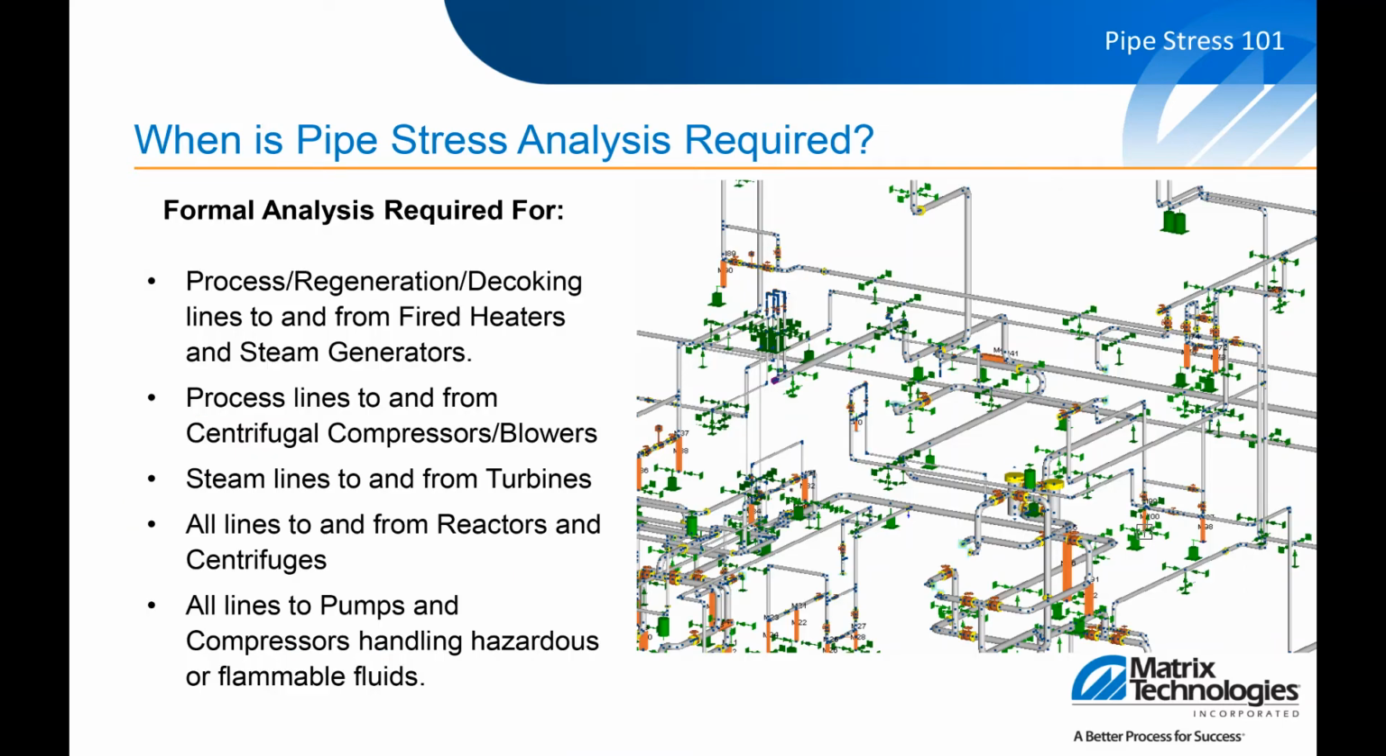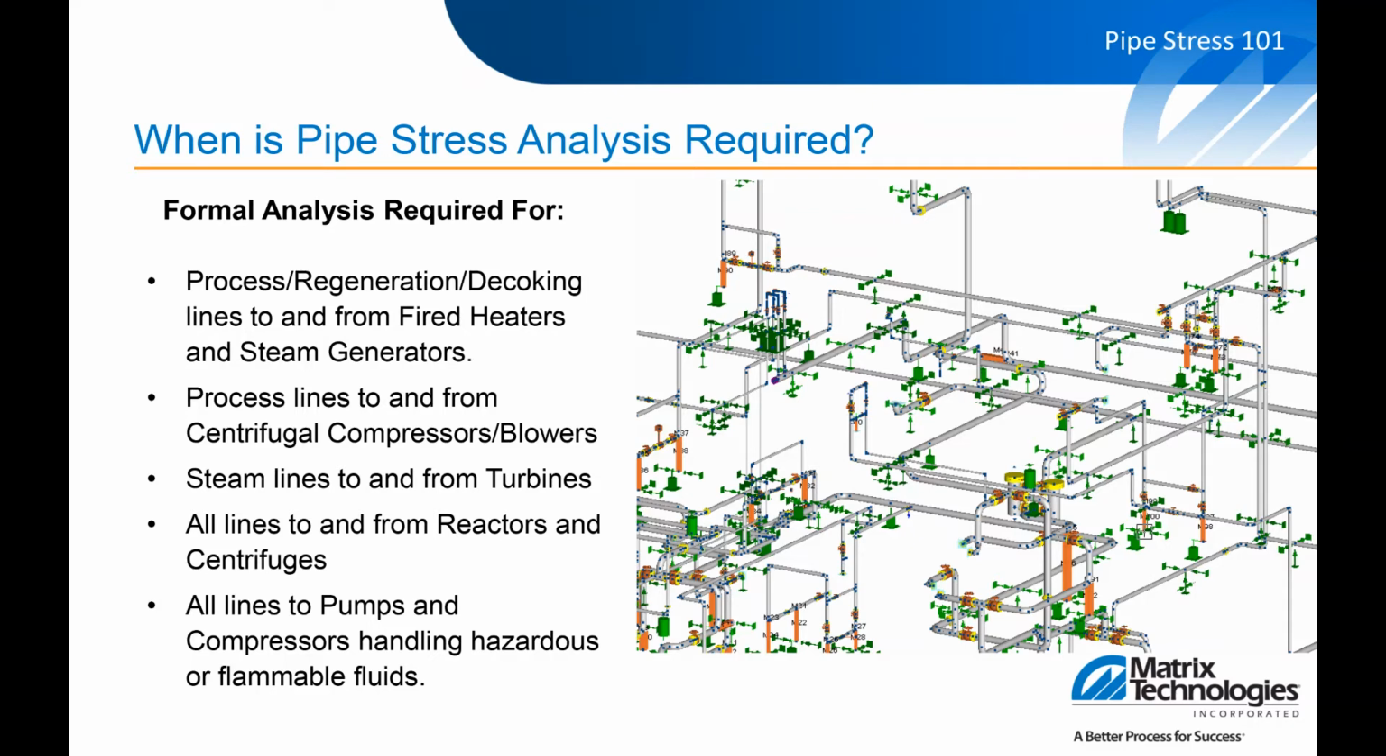So when is pipe stress analysis required? Now, I'm kind of using a standard refinery chemical plant type of definition because it tends to be a little more complete. If you're in a food plant or you're in a process where you have mostly steam, you might not have some of these pieces of equipment. But what we're going to look at here is formal analysis as opposed to, say, an engineering analysis. And it's really about risk.